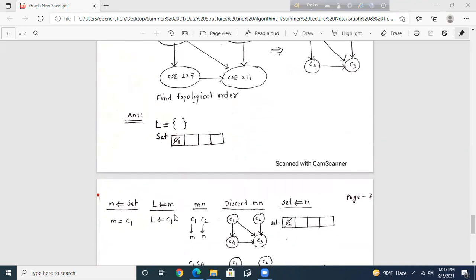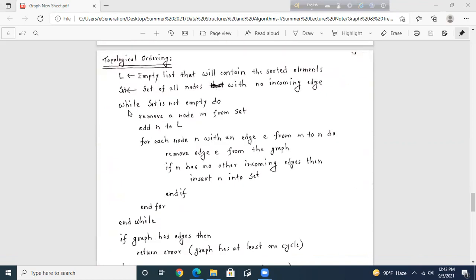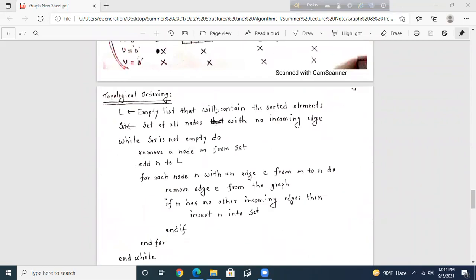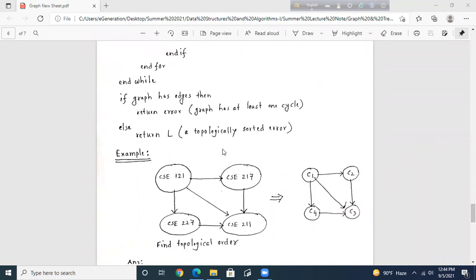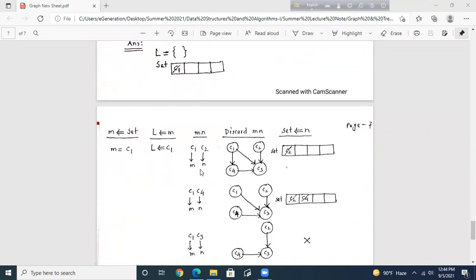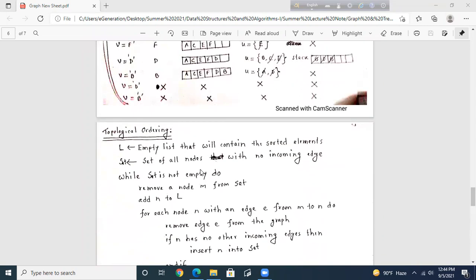Now dear student, according to the algorithm, there is a while loop: while S is not empty. While S is not empty, you have to continue and run the algorithm. Until S is empty, you have to continue the loop. So while S is not empty, here, you have to run the algorithm.